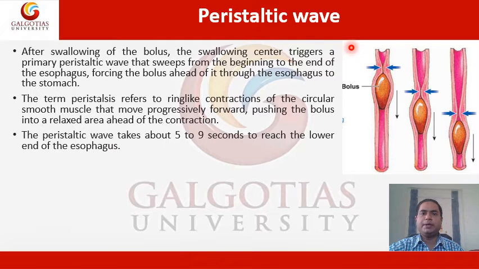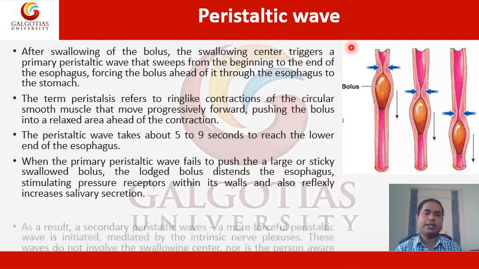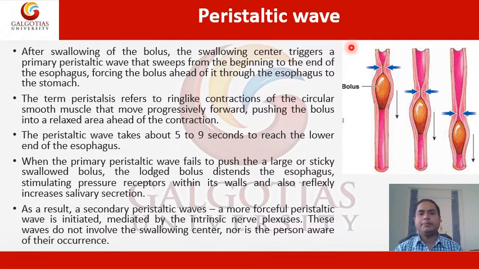When the primary peristaltic wave fails to push a large or sticky swallowed bolus, the lodged bolus distends the esophagus, stimulating pressure receptors within its wall and also reflexly increasing salivary secretion. As a result, a secondary peristaltic wave, a more forceful peristaltic wave, is initiated, mediated by the intrinsic nerve plexus. These waves do not involve the swallowing center, nor is the person aware of their occurrence.